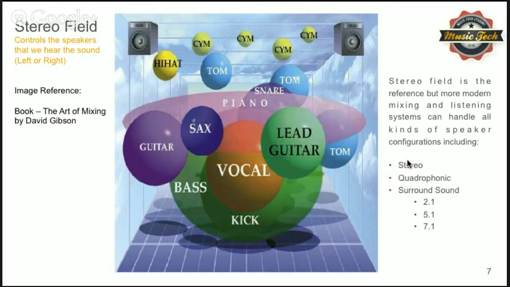And that's where automation comes in. Because if you've got a lead guitar that has a solo, you're obviously going to want to take him from the left side and put him into the centre during that period, and then automate him back out after he's finished his solo. So those are 3 ways.